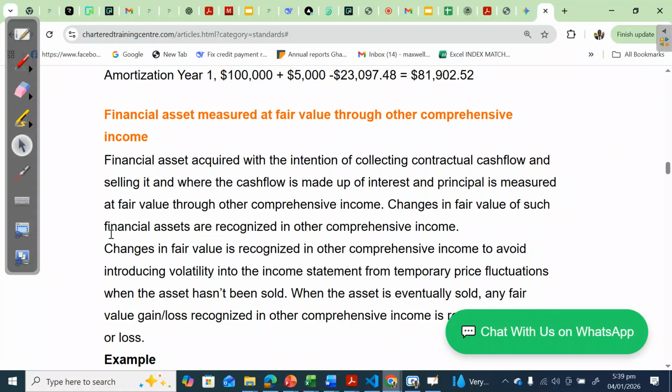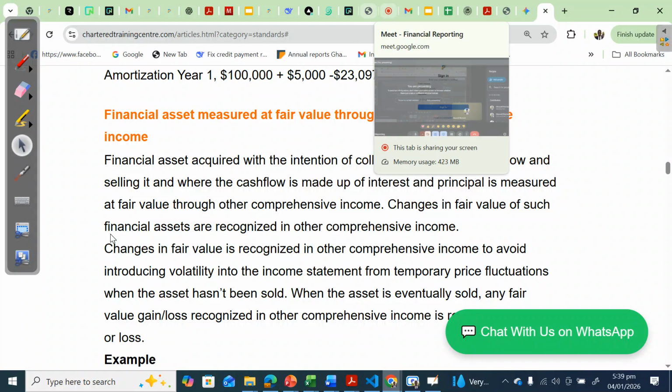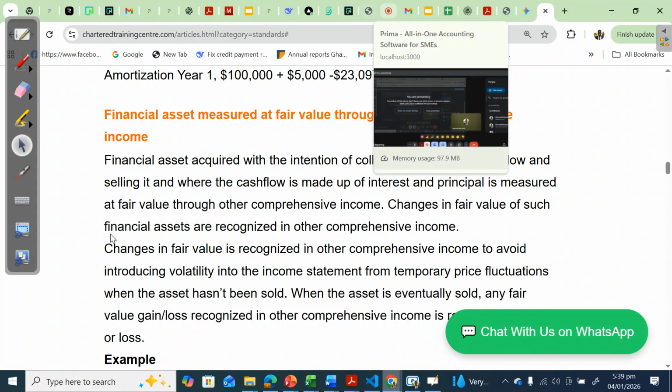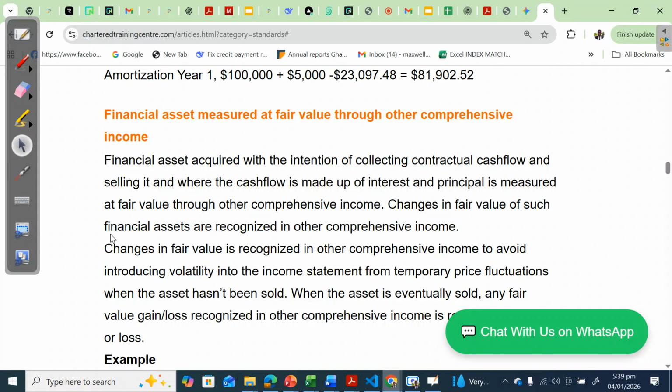Now let's look at financial assets measured at fair value through other comprehensive income. First of all, we need to understand what other comprehensive income is. Can you help us with the meaning of other comprehensive income? Do you have any idea what it is?